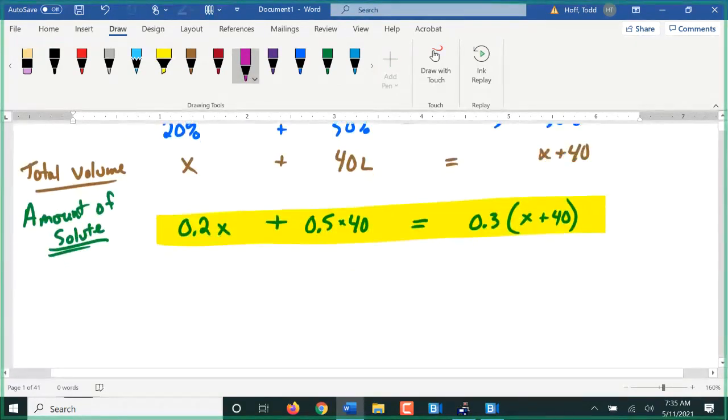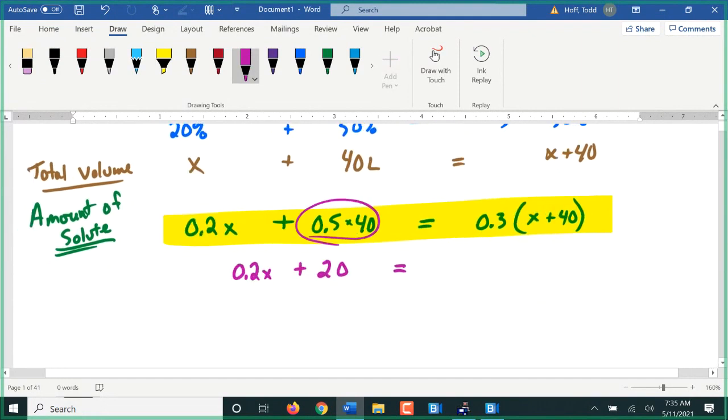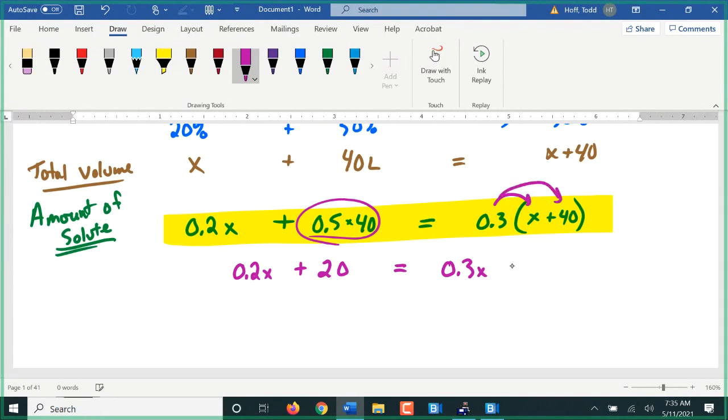So our first step is going to be to combine whatever we can on either side. On the left side, there's nothing to do with the 0.2x. But we do have 0.5 times 40 is going to be 20. Nothing more to combine on the left side. On the right side, we have 0.3 times x, which is 0.3x. 0.3 times 40, which is 12. So we've combined everything that we can combine on each side.